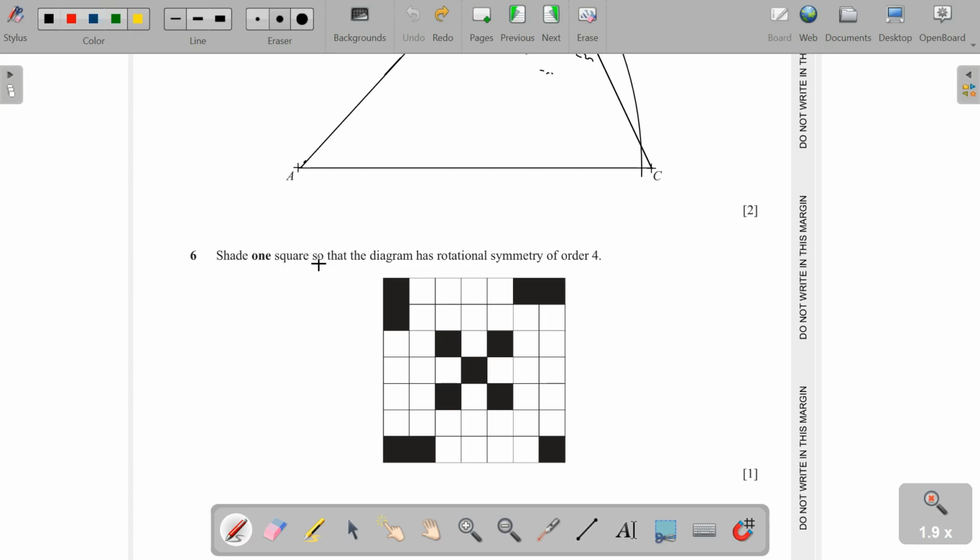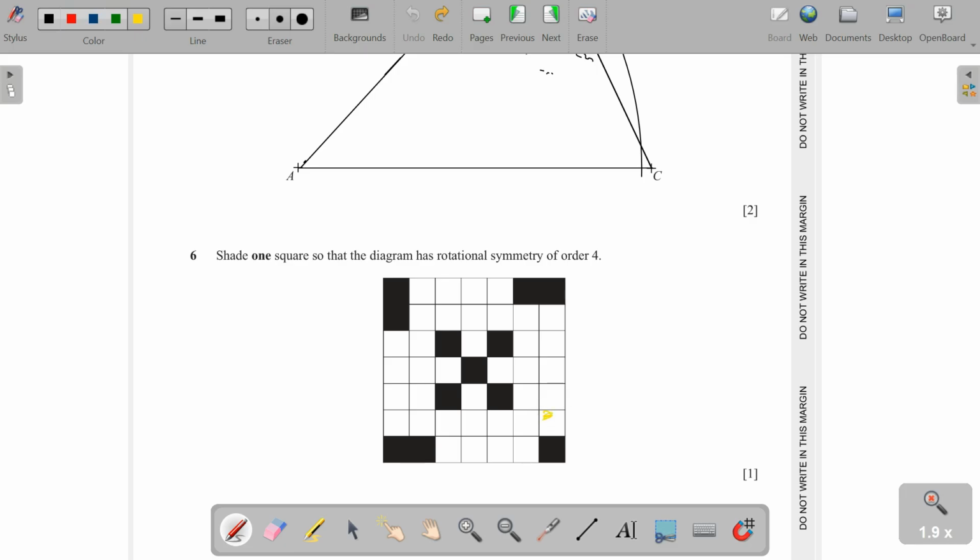Question number 6, shade one square so that the diagram has rotational symmetry of order 4. When you have the rotational symmetry of order 4, it means that if you rotate the diagram by 360, there will be 4 angles at which you will get the same diagram. So that means the order 4. For example, these are two vertical filled squares, these are two horizontal squares.